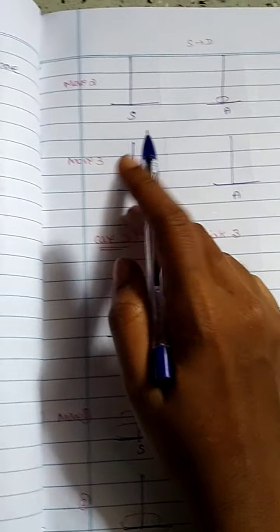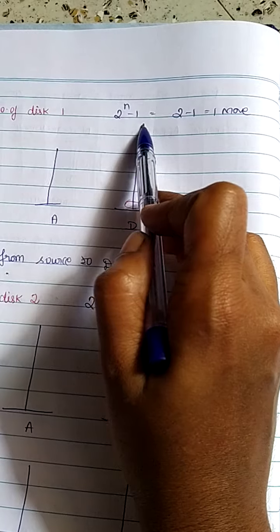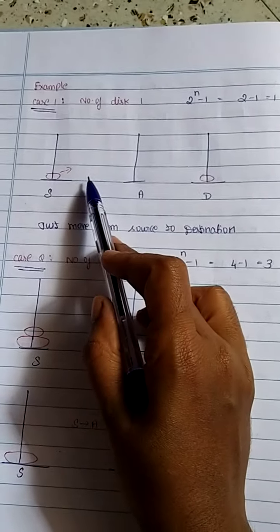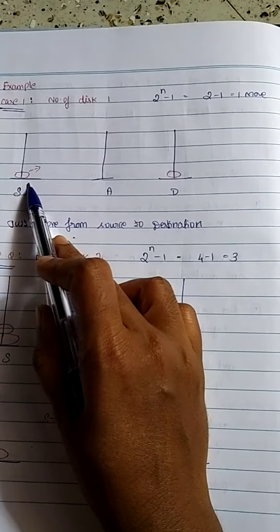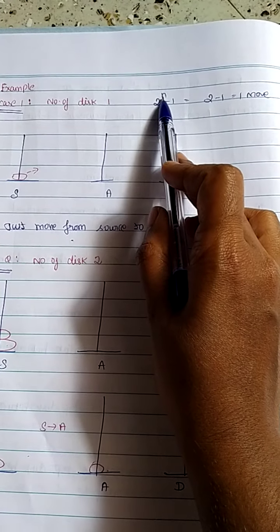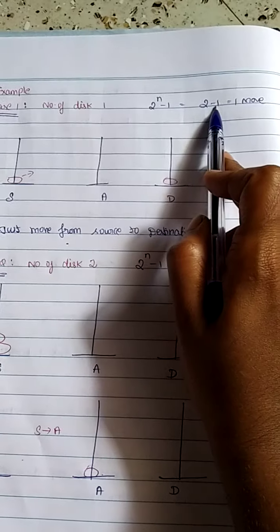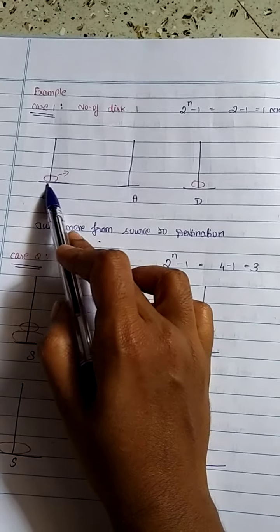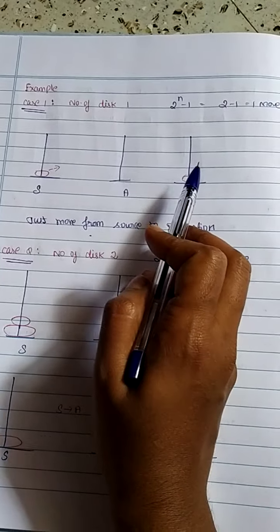The number of moves can be calculated by using the formula 2 power n minus 1. In the formula, n stands for the number of discs. So check for case 1. Here it is having only one disc. So if the n value is 1, 2 power 1 minus 1 is 2 minus 1, that is 1. So here it is only one move because I am taking this disc and putting it in the destination.